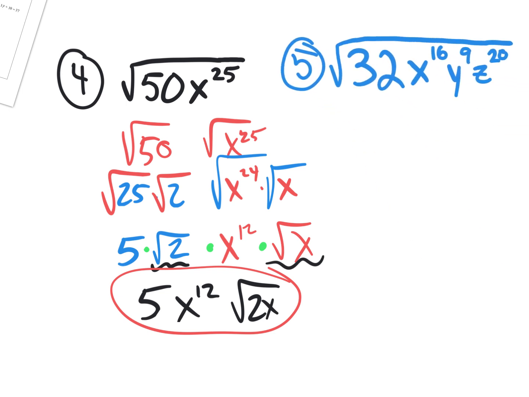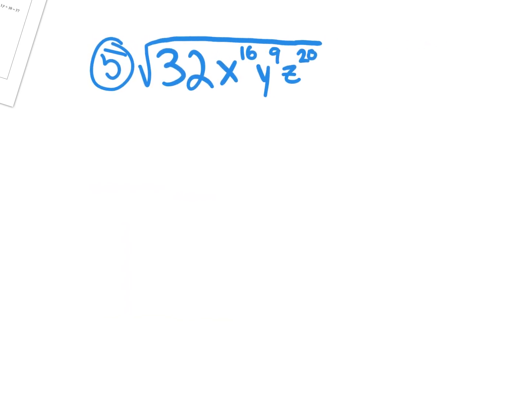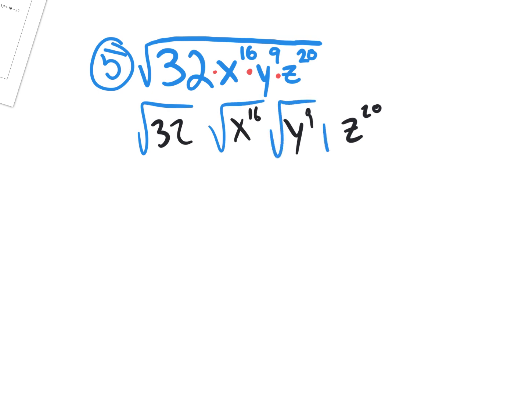We will be seeing questions like this on the next assessment that we have. Let's take a look at number 5. Especially these. First thing to do is to separate that square root, split it. Put a square root on the 32, put a square root on the x to the 16th, put a square root on y to the 9th, put a square root on z to the 20th. So here we go, 32, x to the 16th, y to the 9th, z to the 20th. We're going to put square roots on each of those, splitting that root.